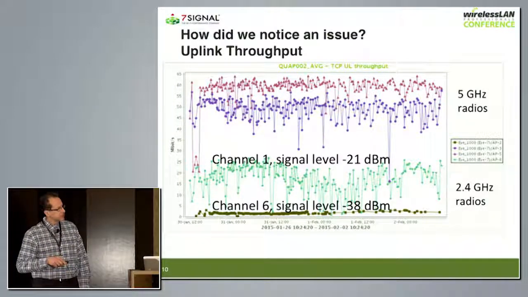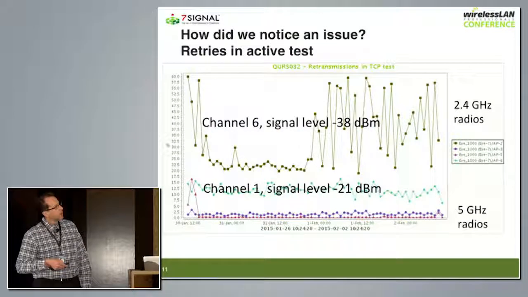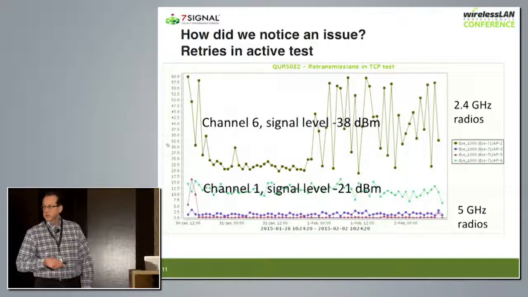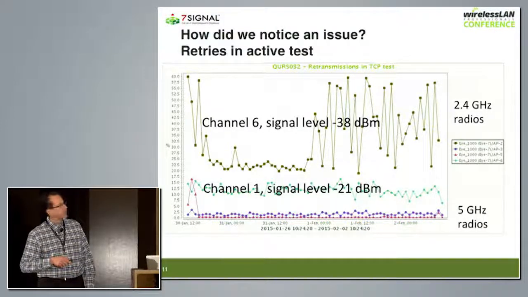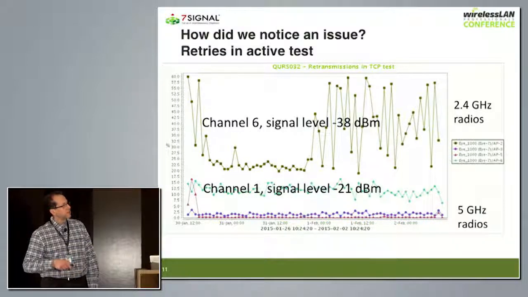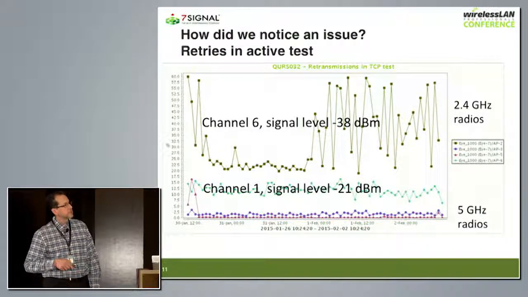Now again, for the same AP here, retry rates. So how are the retry rates? This is the AP on channel 6. Retry rates in the 40s, 50s. This is on channel 1, about 12% retry rates. These are 5 gig APs.